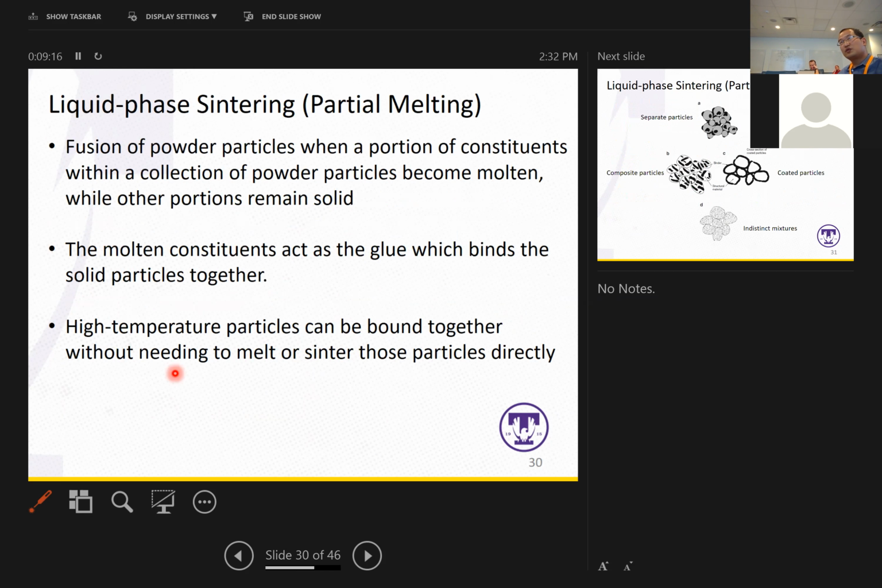It's the fusion of powder particles when a portion of the constituent within a collection of powder particles becomes melted, while other portions remain solid.